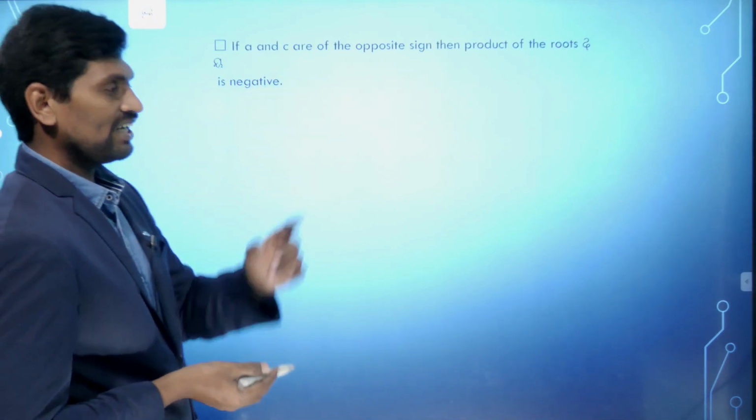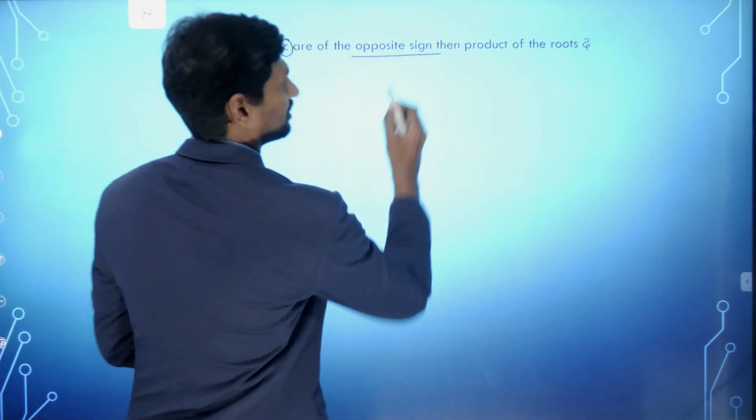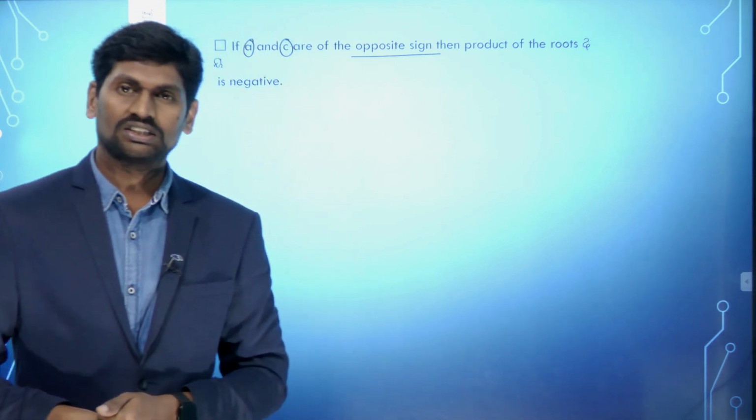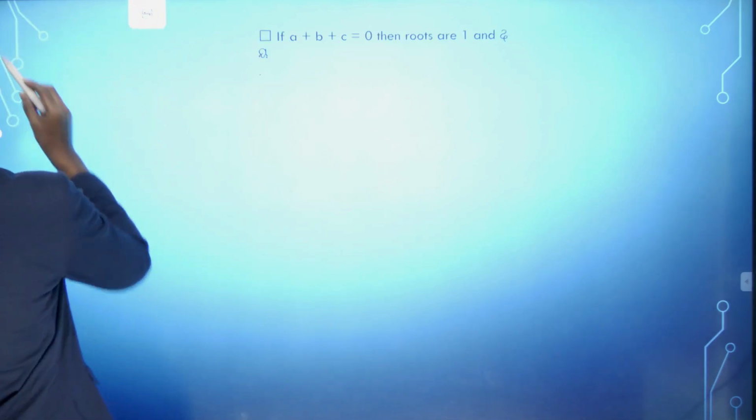And if a and c are of opposite sign, then the product of roots, nothing but the c by a value, is negative. Second point we have discussed already.